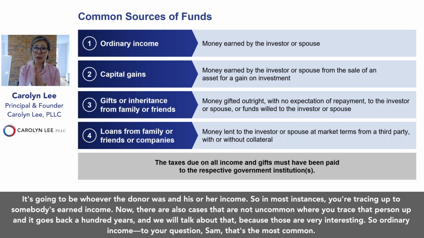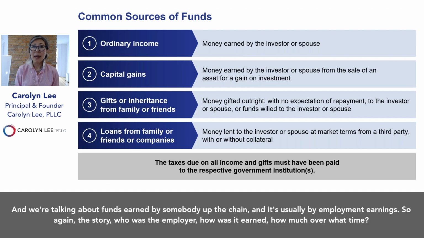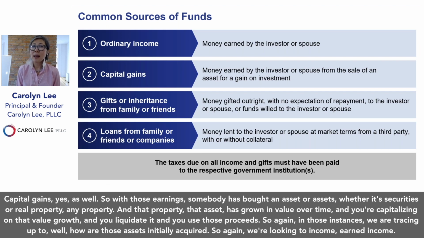Now, there are also cases that are not uncommon where you trace that person up and it goes back 100 years. And we'll talk about that because those are very interesting. But eventually, ordinary income, to your question, Sam, that's the most common. And we're talking about funds earned by somebody up the chain, usually by employment earnings. So again, the story: who was the employer, how was it earned, how much, over what time. Capital gains, yes, as well.